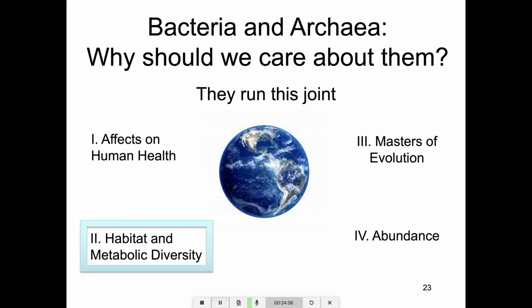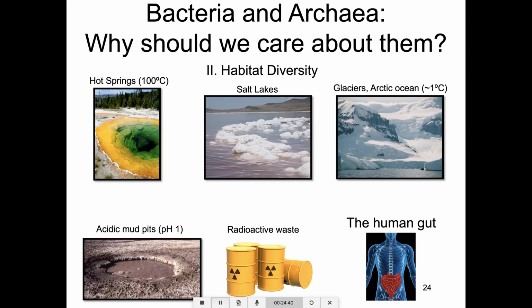Let's talk about the habitat and metabolic diversity of bacteria and archaea, the prokaryotes. It turns out that these things can live pretty much anywhere in terms of habitat diversity. We can find them in hot springs that are boiling hot, that really nothing else can survive in. Super saline lakes that are so salty that nothing other than prokaryotes can survive in. Freezing glaciers, super acidic mud pits, the human gut, and even radioactive waste where no other organisms can survive.